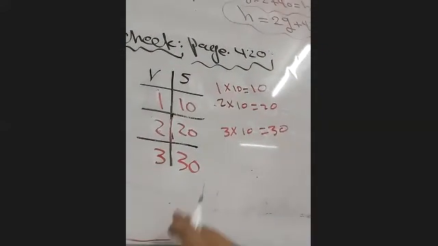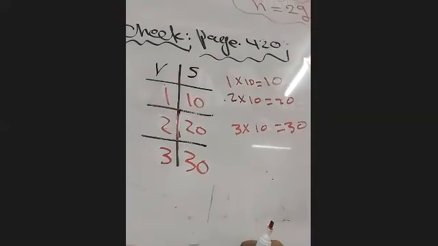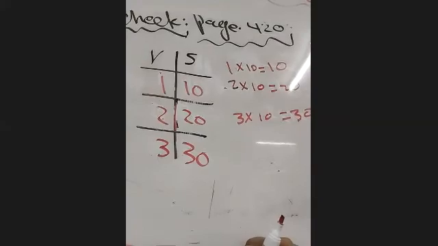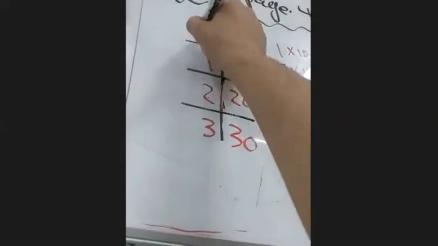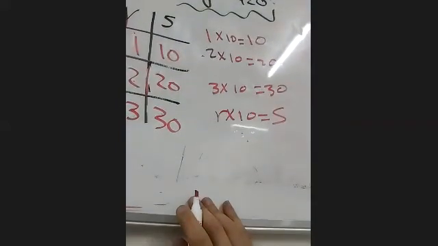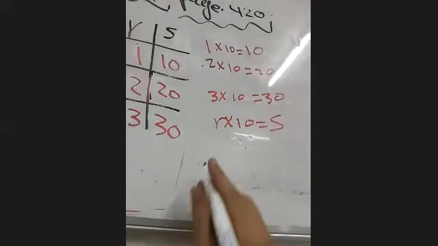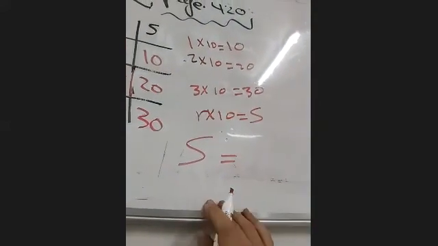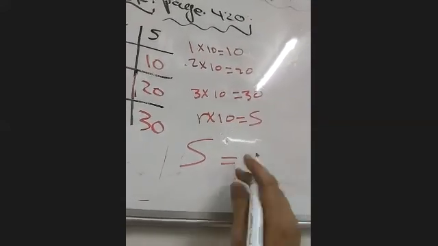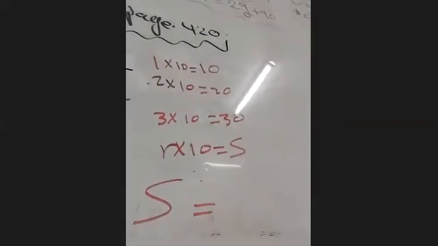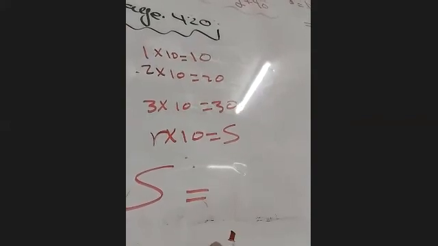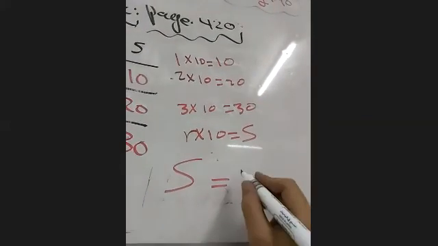So do you know the formula? R multiplied by 10 equals S. This is R, not V. R multiplied by 10 equals what? Equals S. How do we write it? S equals R multiplied by 10. Put 10 and beside it R.